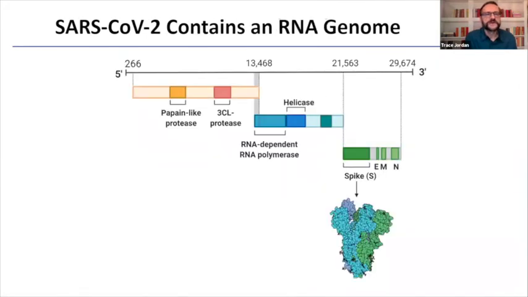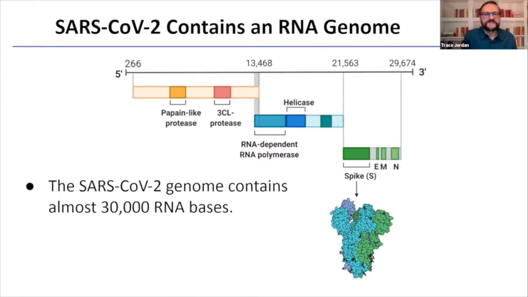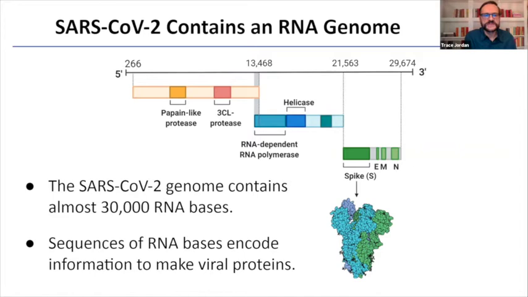As we saw earlier, SARS-CoV-2 contains an RNA genome. In fact, the RNA genome of coronaviruses are the largest of any type of RNA virus. The SARS-CoV-2 genome contains almost 30,000 RNA bases. However, that's still much, much smaller than the genome that we have in human cells, which consists of 3 billion DNA base pairs. The genome is organized into regions or sequences of bases that encode information to make viral proteins.